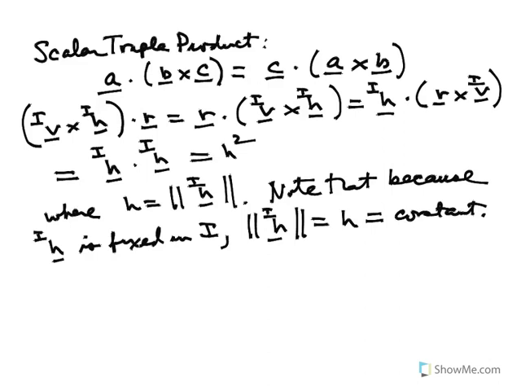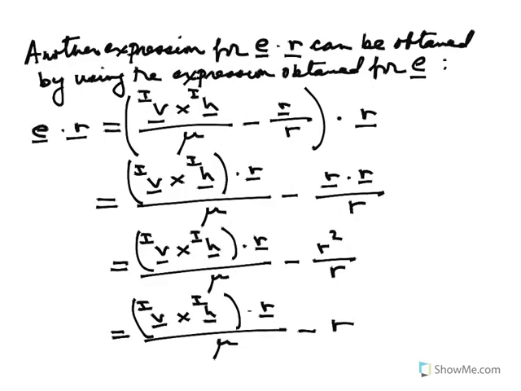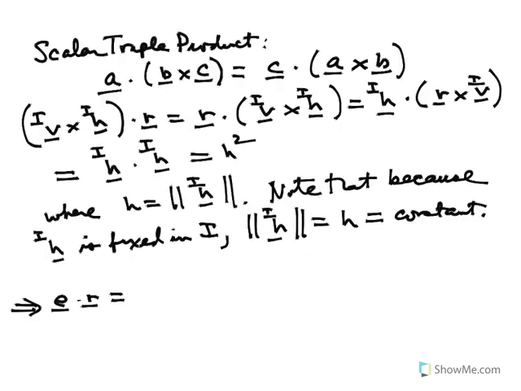Has to be, because otherwise the vector can't be fixed in a frame unless its magnitude is constant. If it's fixed in any frame and it's not zero, then its magnitude is some non-zero constant. So as a result of that, we can substitute that into this expression for E dotted with R. E dotted with R then becomes, well, I've got VI crossed with HI dotted with R, which is just equal to H squared. So I get H squared over mu minus R.